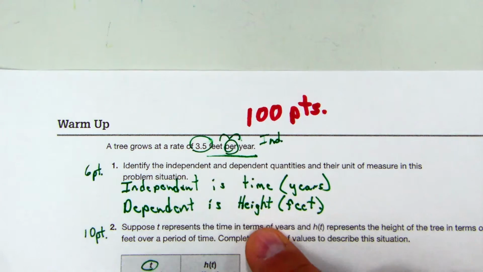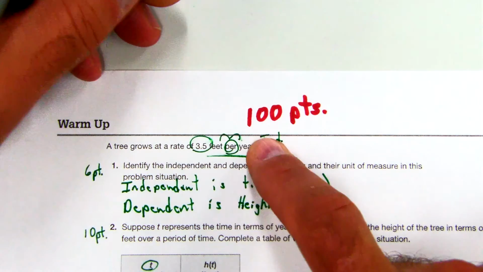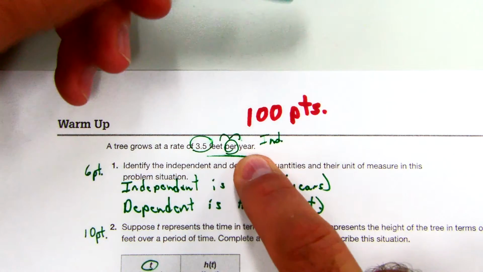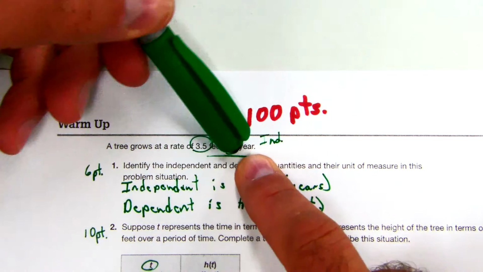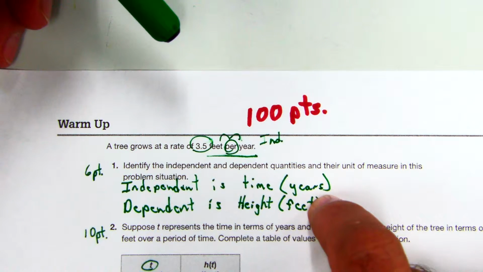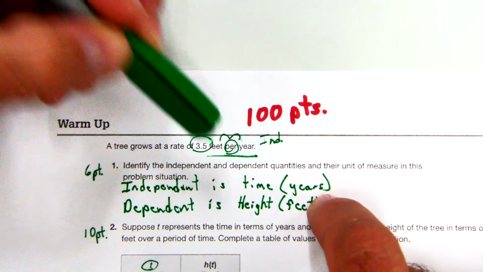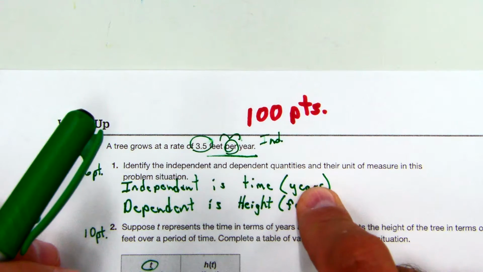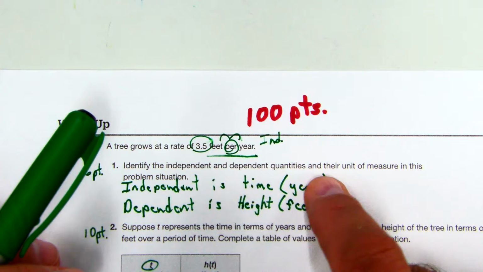Okay, so how do we do this? What they're supposed to do is read it. They circle the word per, and the word after per is always your independent. So year is the quantity or the unit for independent. Now they will usually give you the units. You have to figure out, what does years measure? It measures time. So it'll be time in years.